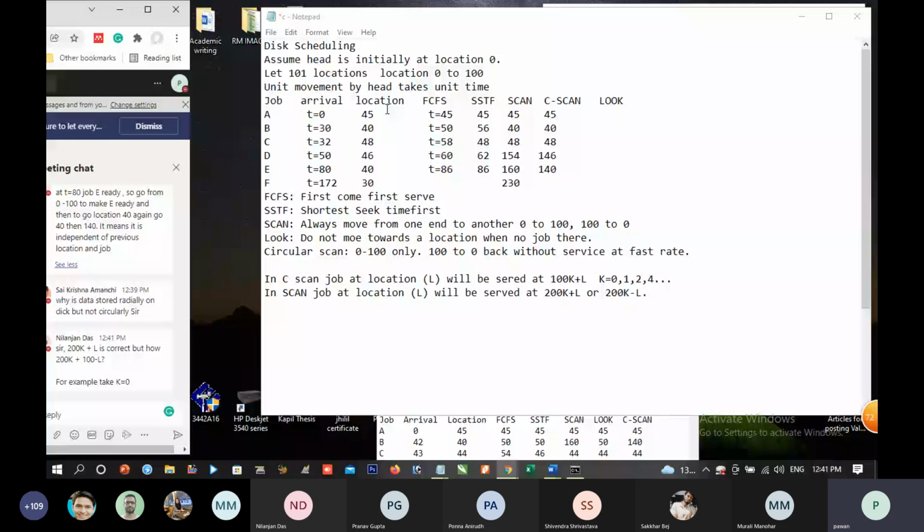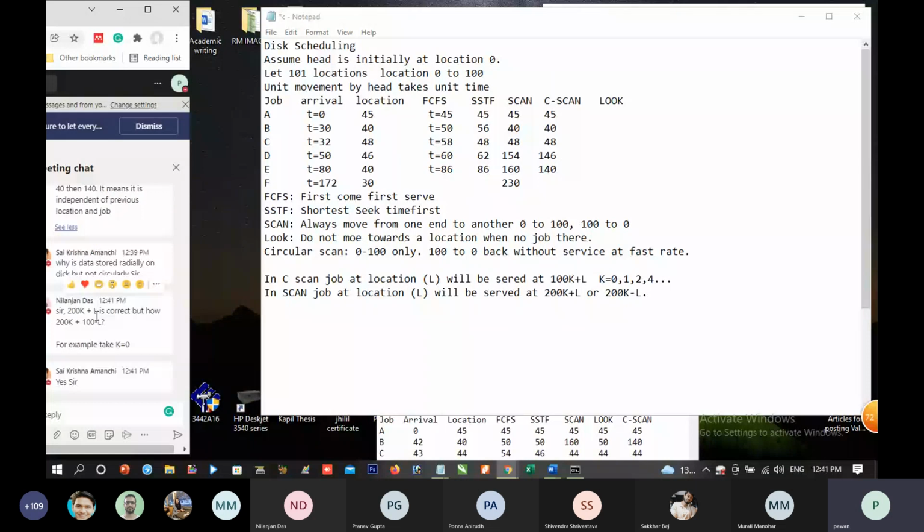Because 200K plus L is correct for circular scan. But you see, with scan, 200K plus 100 minus L. Why it holds? Because 100 minus L comes when we are going from 100 to 0, Nilanjan. Let us take K equal to 0. Oh. Yes. So it should be 200. It should be 100 plus 100 minus L. Nilanjan, it should be 200K plus 100 plus 100 minus L, Nilanjan. I made a mistake. Yes.